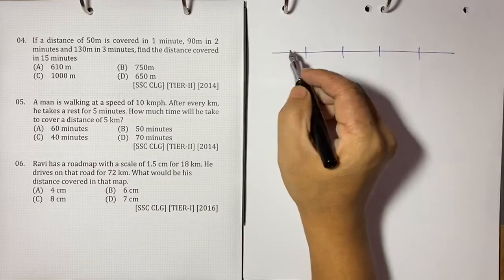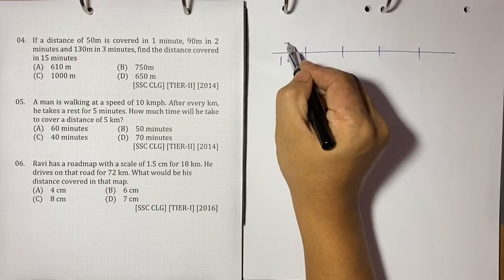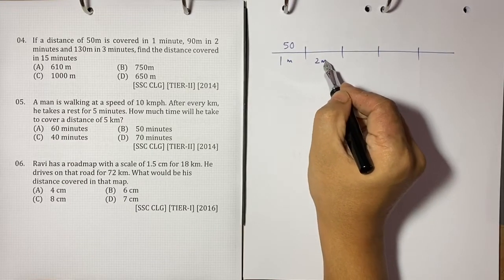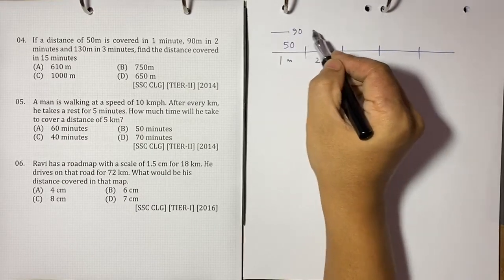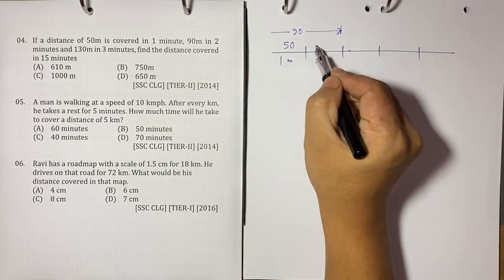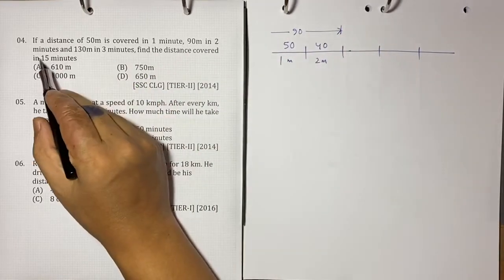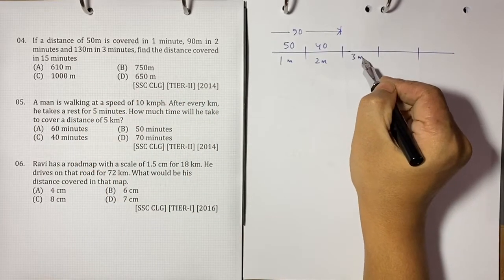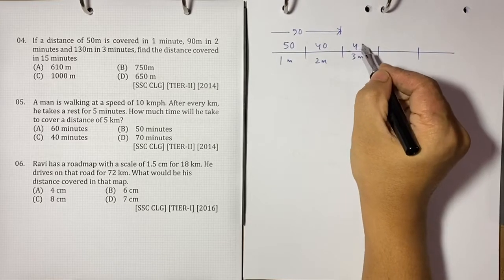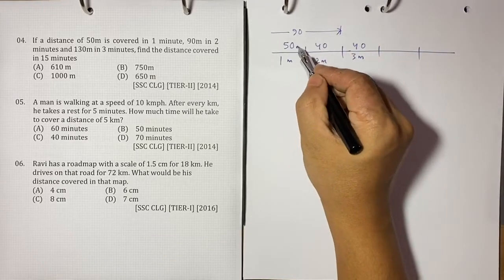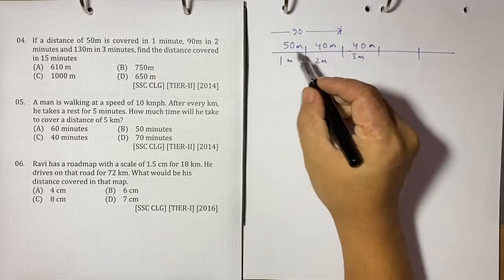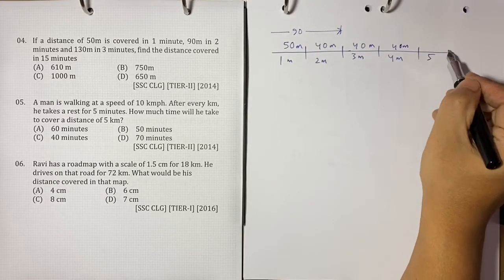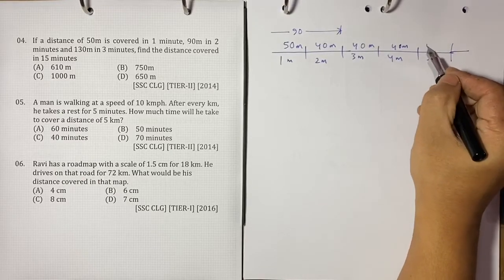In the question, in 1 minute he covers 50. In 2 minutes he covers 90, so the second minute he covers 40. In 3 minutes he covers 130 meter, so the third minute also he covers 40 meter. So by this pattern, the fourth minute he will cover 40 meter, the fifth minute he will cover 40 meter, and so on.